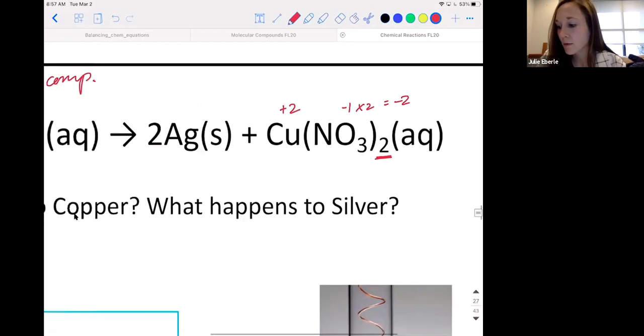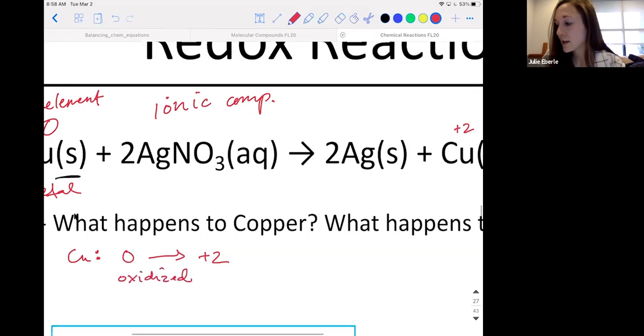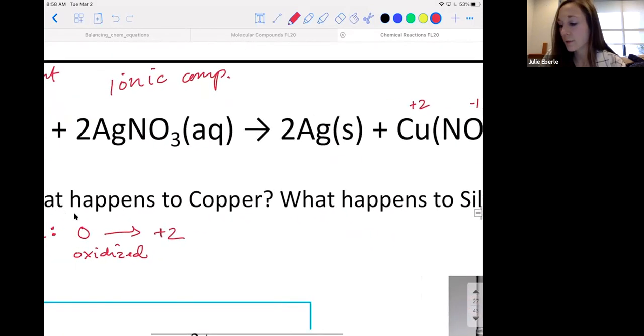Okay, so what happened to copper? Let's answer our question. What happens to copper? Charge-wise, it goes from 0 to +2. You guys see that? When it's by itself, it's a 0. When it's in a compound, now it's a cation. So would you say it's oxidized or reduced? Did it gain or lose electrons based on what we just talked about and the definitions? Bailey says oxidized. That is correct. Okay, now the second question is what happens to silver? Yes, so copper is oxidized here.